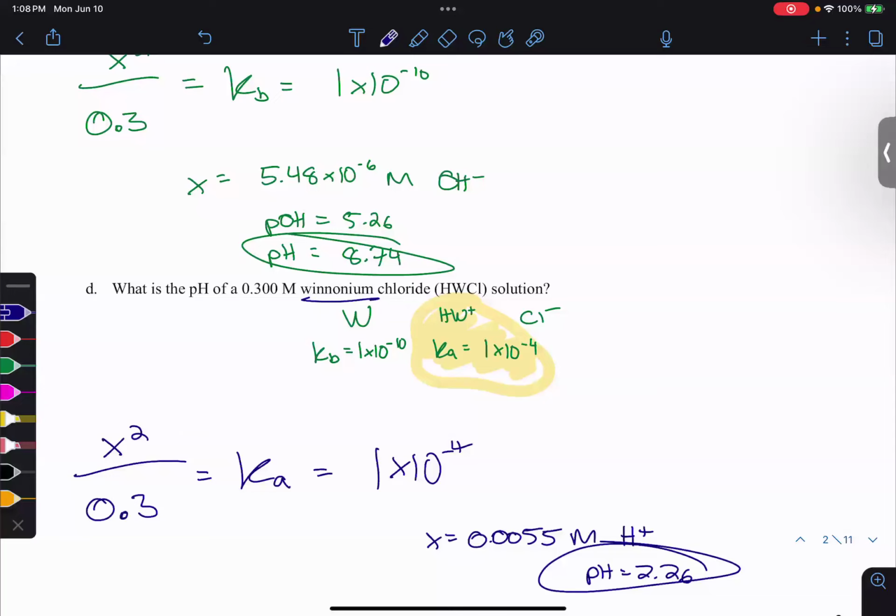There are 4 different things you can put into water. You can put in HA, a weak acid. Just use the Ka that's given, equals x squared over whatever concentration.